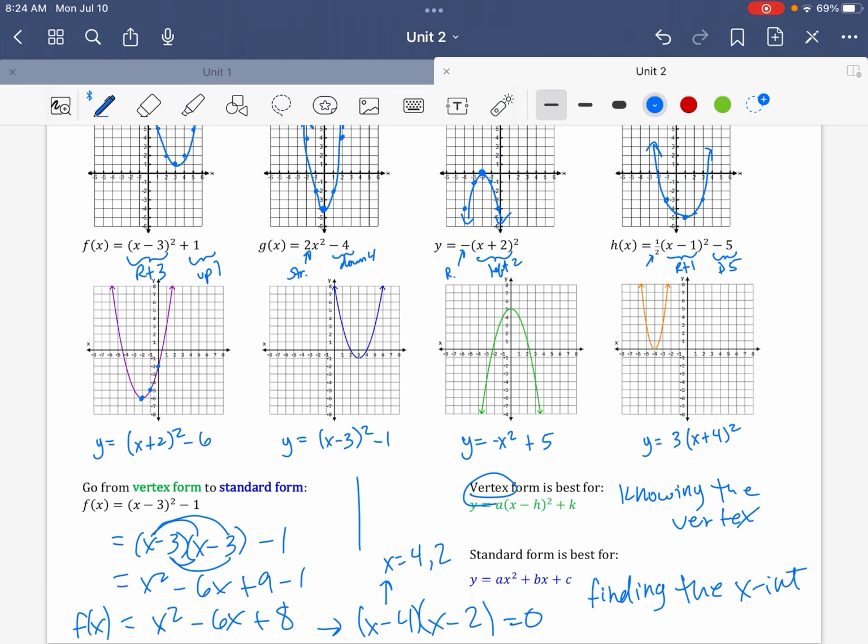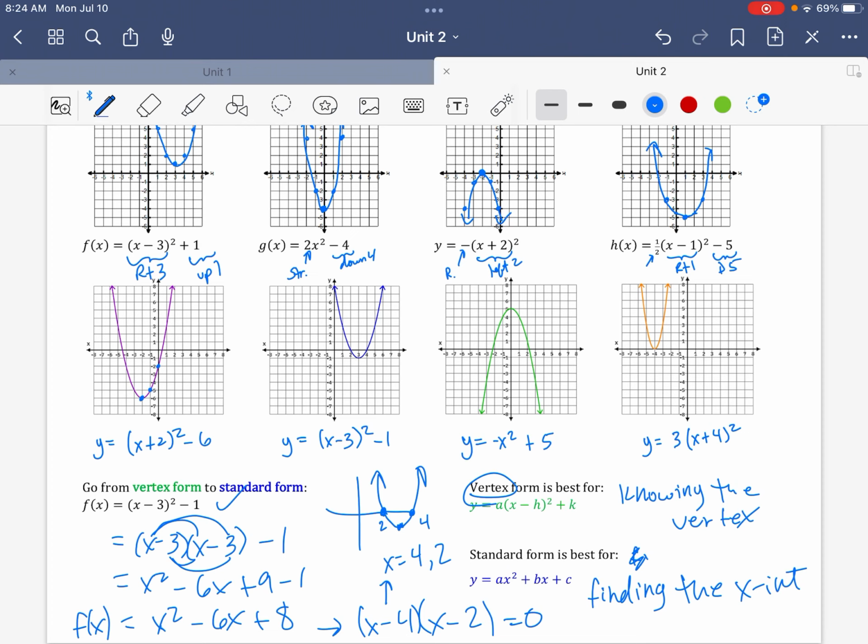So what that just did for me is, look, it found me the places. This graph crosses the x-axis at 2 and also at 4. So the standard form is best for finding the x-intercepts. And so the vertex would have been right 3, down 1. So the vertex would have been here because I had that form earlier. So look, there's that perfect graph of my parabola.